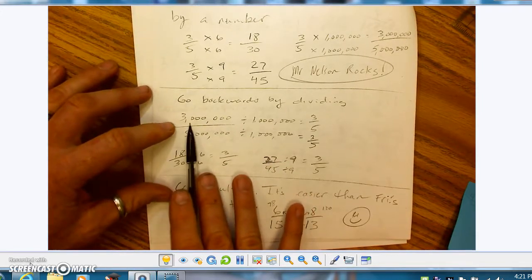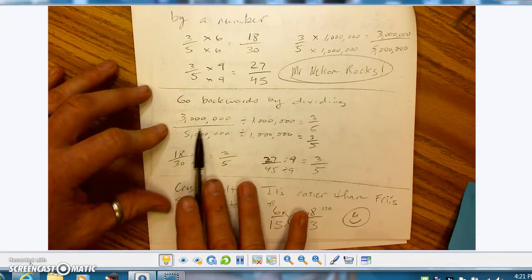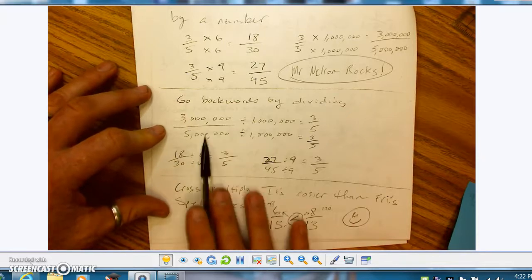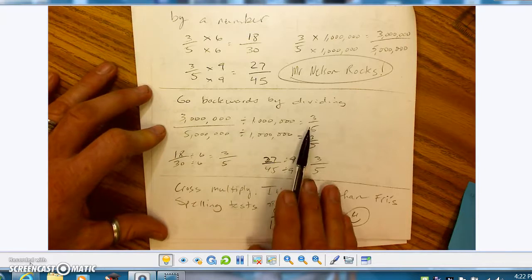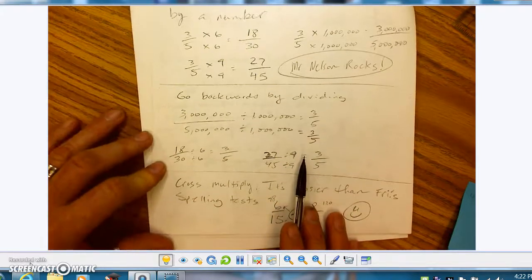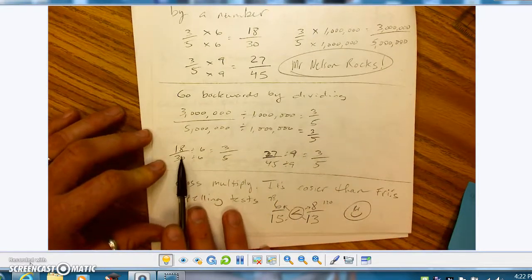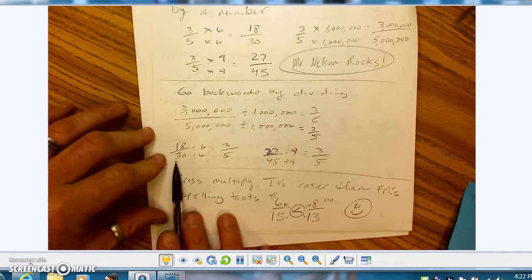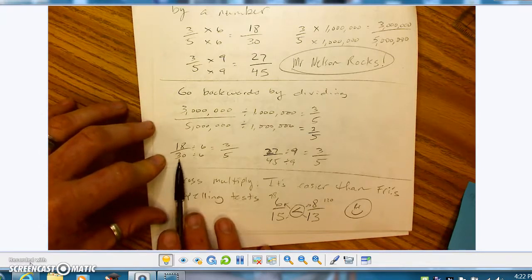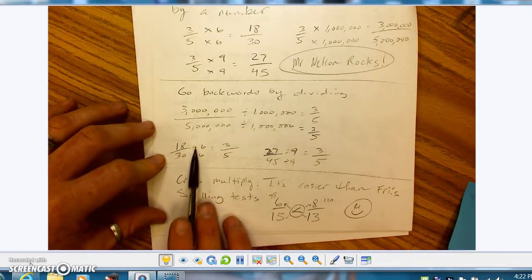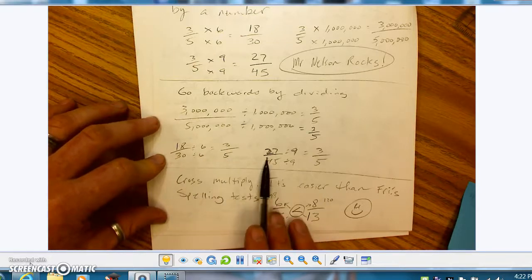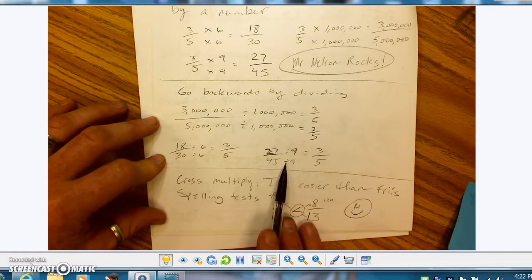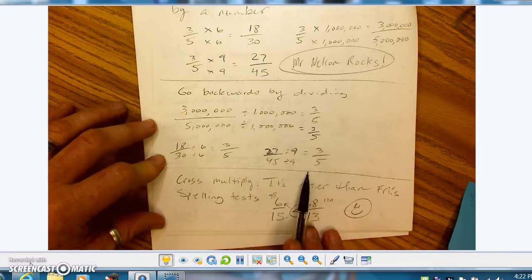Okay, go backwards by dividing. What about, like, they said, hey, you got 3 million over 5 million. Give me another equivalent fraction to that. I could basically divide out millions, and I bring it right back to where I was. Here's probably more like an example you would get, 18 over 30. So I could divide both of those by 6, which brings me down to 3/5. Or what about 27 over 45? I could take 9s out of it, and so that would bring me down to 3/5.